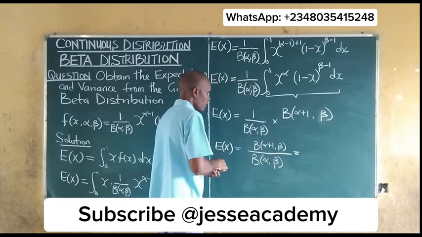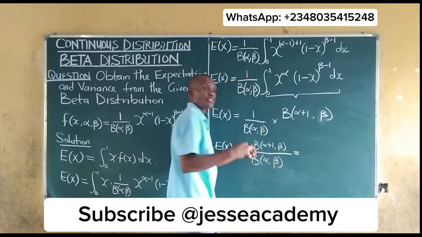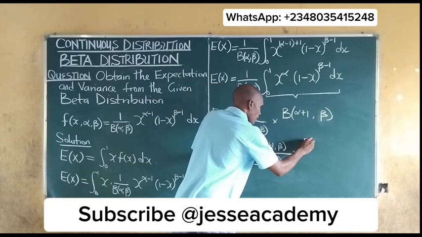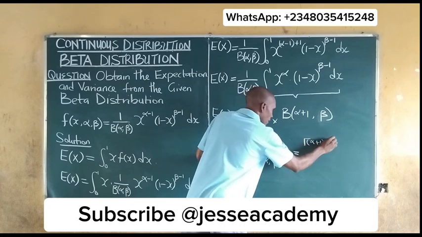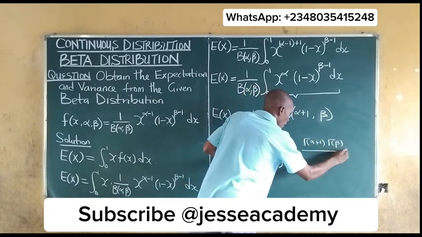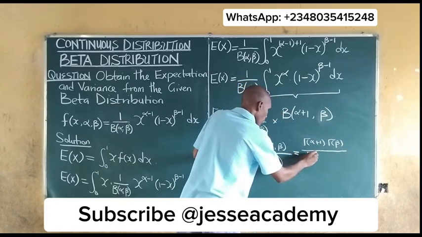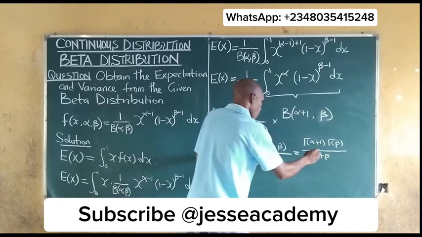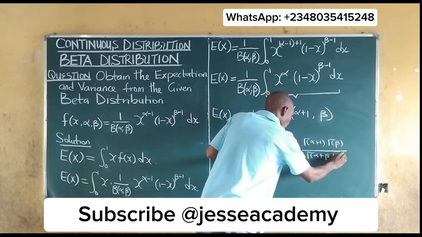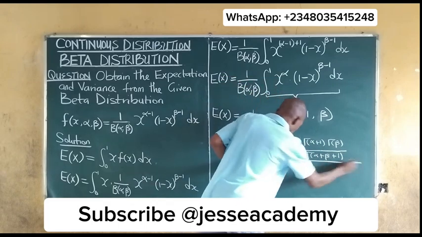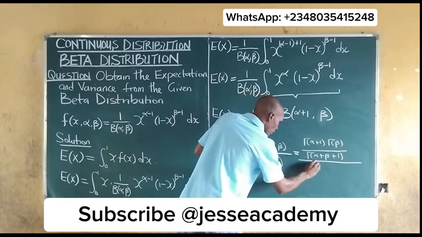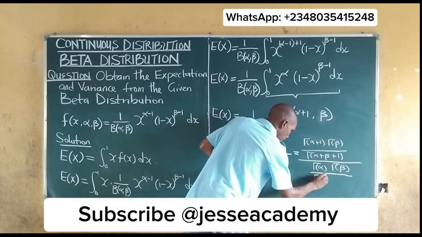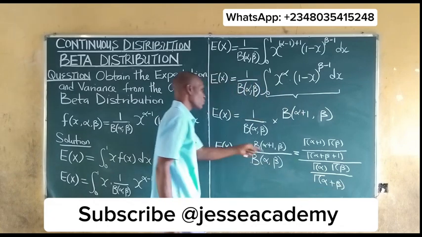If we use the gamma function to write this, we'll get gamma of alpha plus 1 times gamma of beta over gamma of alpha plus beta plus 1, all over, we'll write this function, it will give us gamma of alpha multiplied by gamma of beta over gamma of alpha plus beta. So this is what we get.